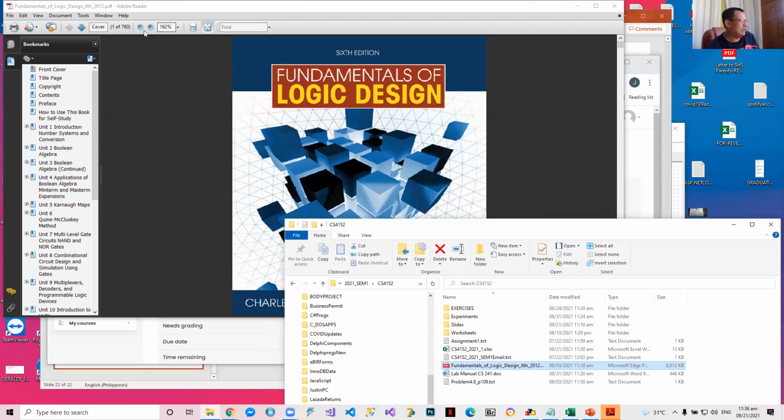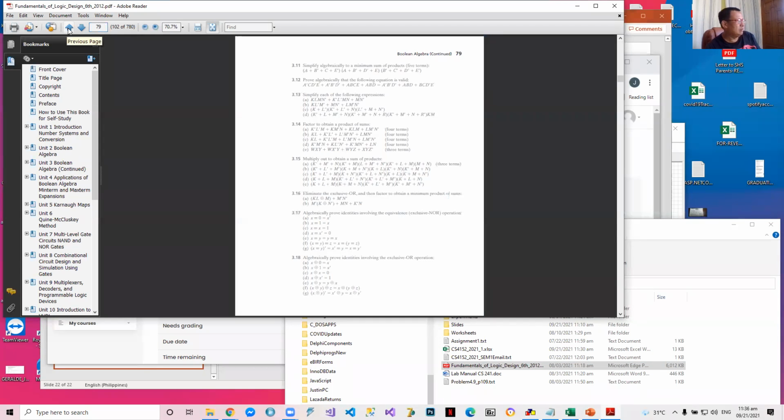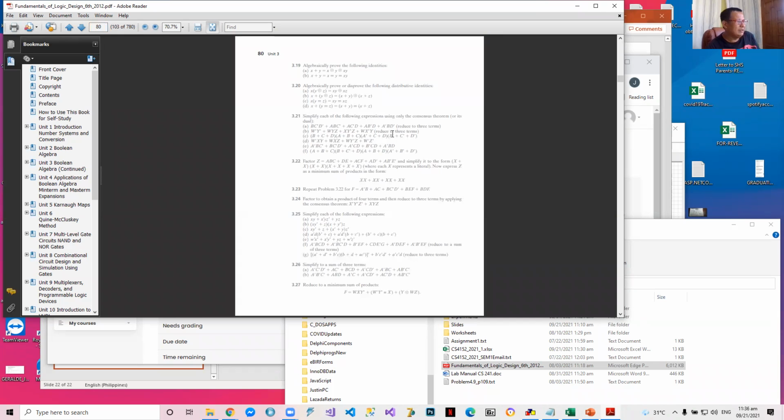Page 79 and 80. Three dash 14. Ito, no? And 3-21. Do you follow? Okay. We'll discuss this next meeting. Questions? K-mapping ito, no? K-mapping lang gamitin natin, no?